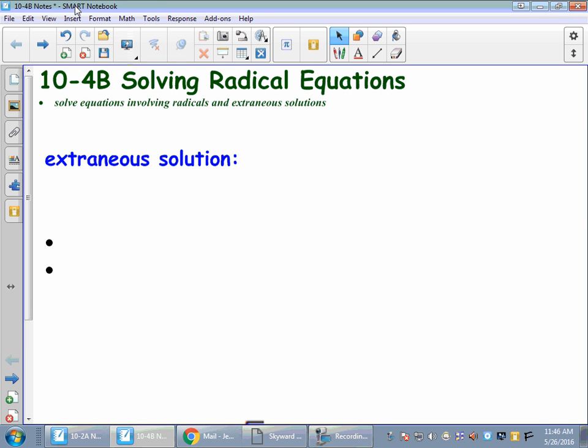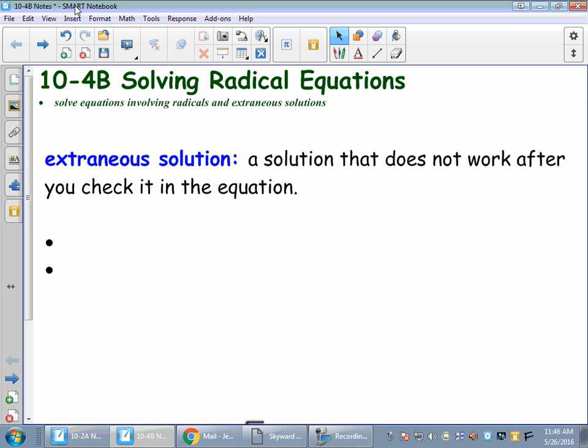These are your 10-4B notes, solving radical equations again, but this time our radical equations may or may not include extraneous solutions. So it's just going to be the same thing that we did yesterday. However, how you get the solution may be just a little bit more complicated. It requires a little bit more work. And then you have to really be careful to check your answers, because now sometimes we may have to throw out one or two of our answers.